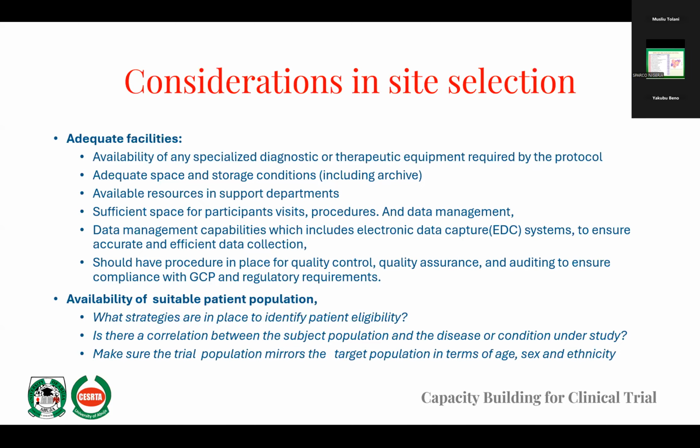If they don't have enough prevalence of such disease in that community, there's no point for you to go there to pick sites, because it's going to take you a longer time to get the qualified participants to run your study. Make sure that the trial population mirrors the target population in terms of age, sex, and ethnicity. That is very crucial in site selection. Next slide, please.